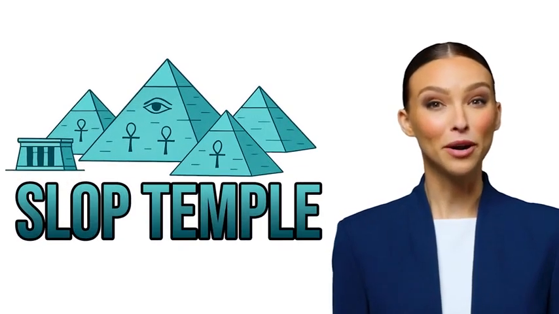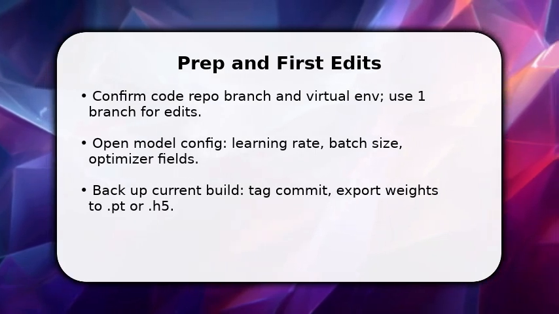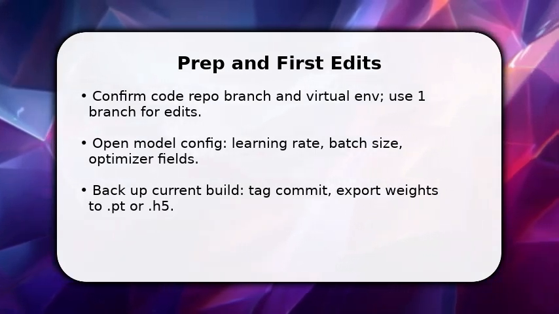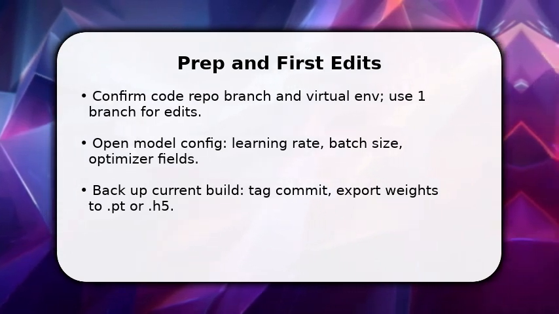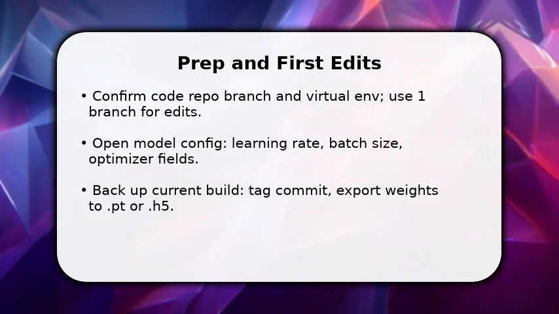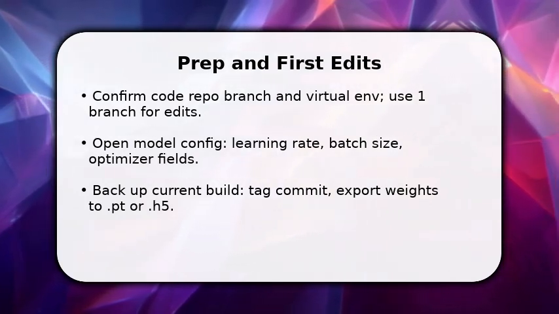We pray this video helps. You start by locking the branch and activating your virtual environment. This prevents accidental merges. Next, open the model config file and edit core knobs like learning rate, batch size, and optimizer choice so you change behavior predictably.